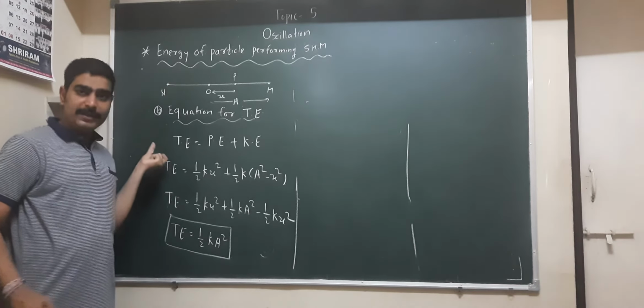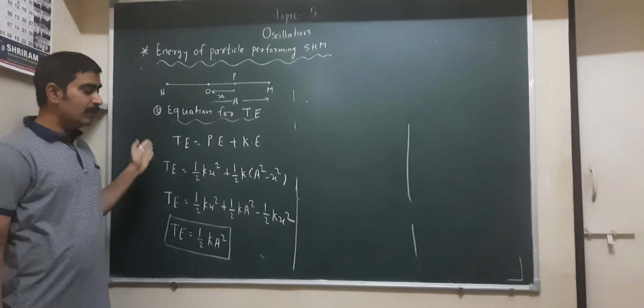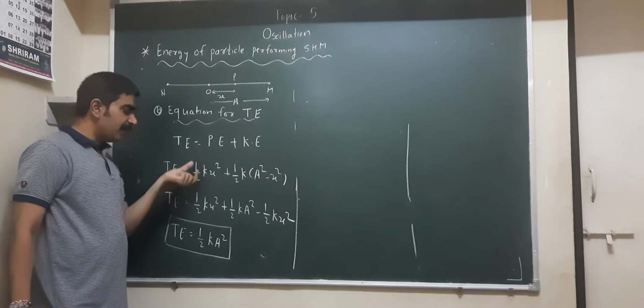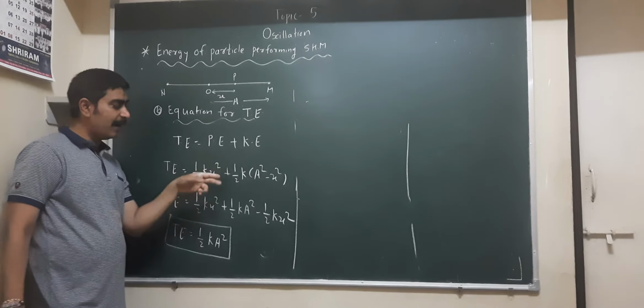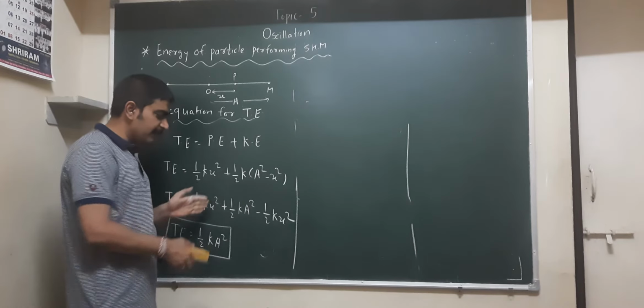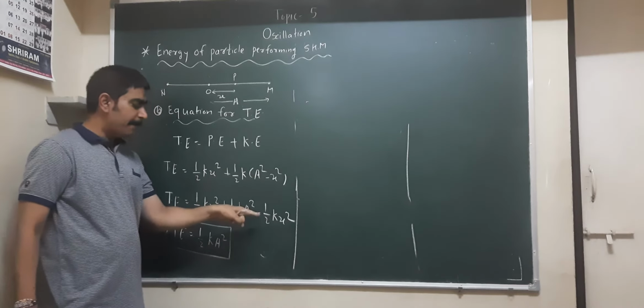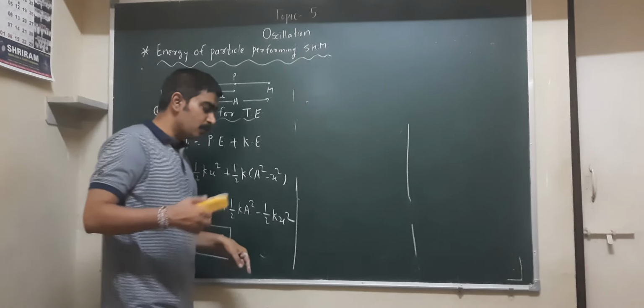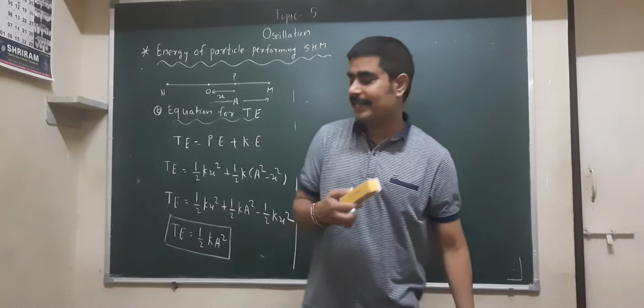Again I am going to explain the equation for the total energy. The total energy is the sum of potential energy and the kinetic energy. Potential energy is half kx square, kinetic energy is half k into bracket a square minus x square. And if we add this, half kx square, half ka square minus half kx square, so plus and minus will be cancelled. So total energy is equal to half ka square.